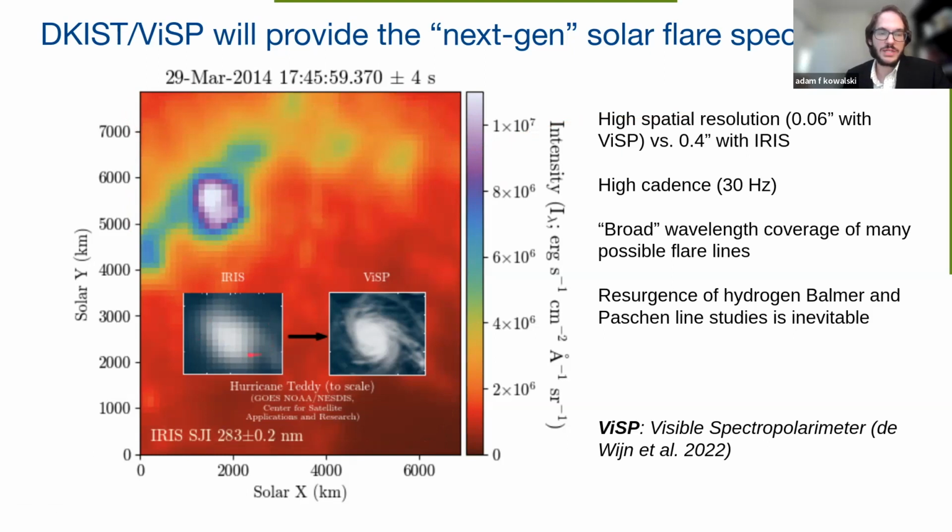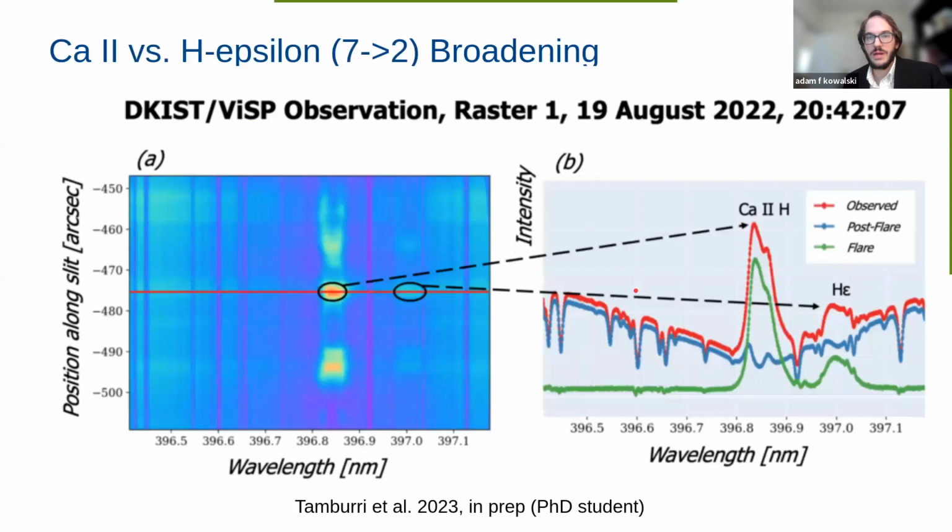I took IRIS to the sun and I looked at a flare, and this is what we saw. And then I took the VISP on the DKIST to the sun and I observed a flare. And you can see that the spatial resolution is going to be really dramatically improved with the DKIST and the VISP. It's going to be really exciting to see what kind of substructure we're going to see in these little kernel brightenings. Of course, I have to show some first results from the VISP.